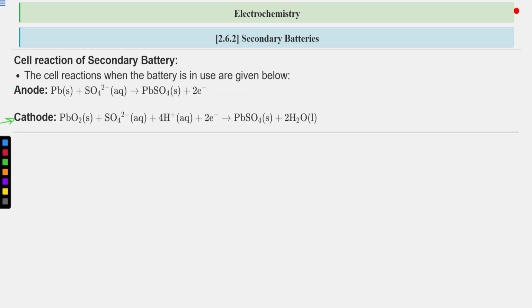Similarly, at the cathode, the other electrode present in our battery, the reaction happening is lead oxide, that is PbO2, reacting with the sulfate ions and also attaching with 4 protons and 2 electrons, giving us lead sulfate and 2 molecules of water. As you can see, at the anode and the cathode we are getting the same product, which is lead sulfate, which you can relate with the name of the battery, which is lead storage battery.